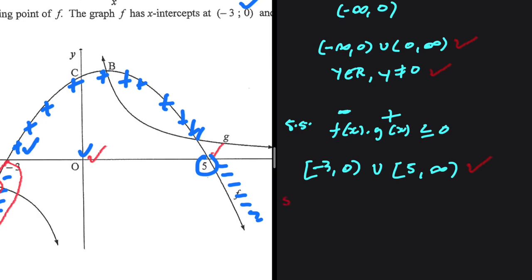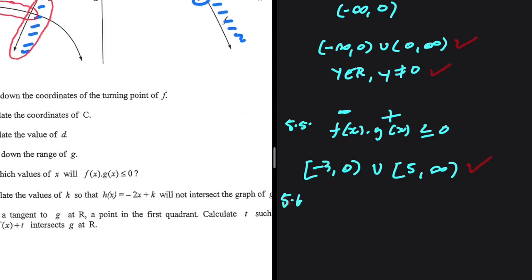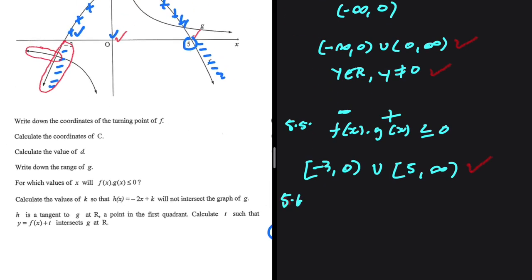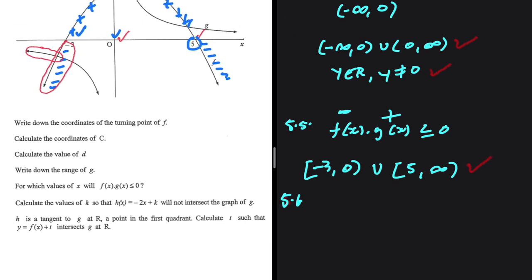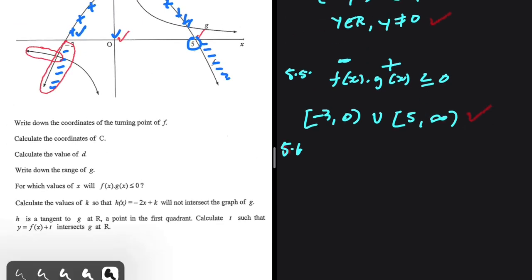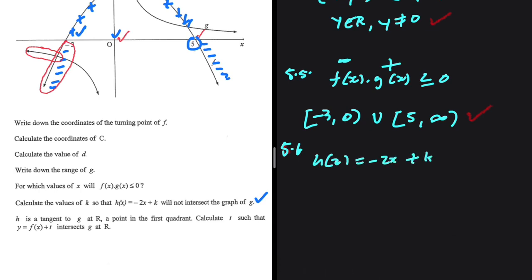Let's go ahead and do 5.6. 5.6 and 5.7, that's where things start getting a bit interesting, but there ain't nothing to it but to do it. Let's take a look. Calculate the values of k such that h of x equals minus 2x plus k will not intersect the graph of g. Right, we have h of x being equal to minus 2x plus k, and g of x being equal to 8 divided by x.